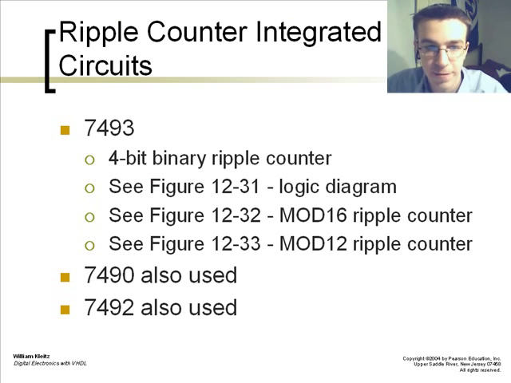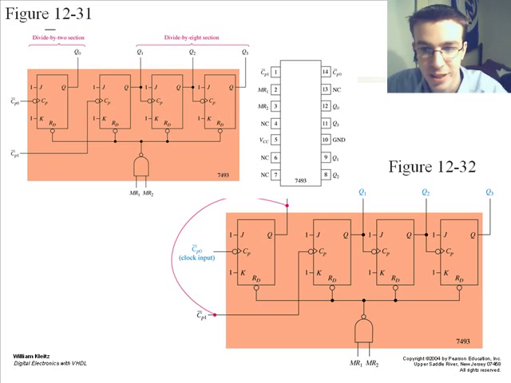The 7493 is a 4-bit binary ripple counter. This is the IC form of the ripple counter. This can be seen here in this diagram with the pinout of the chip corresponding to the internal diagram of that same chip.